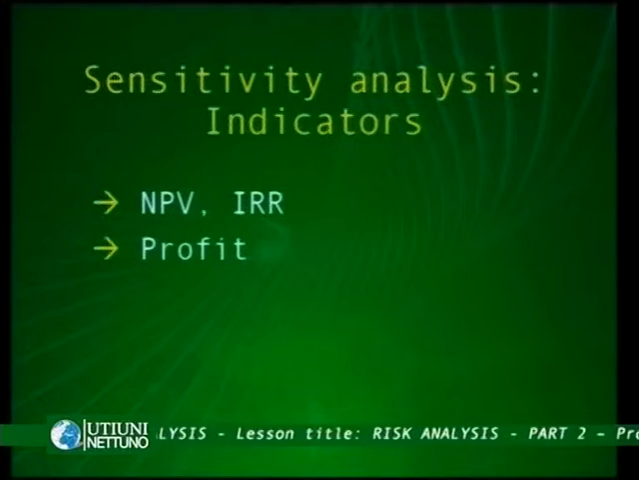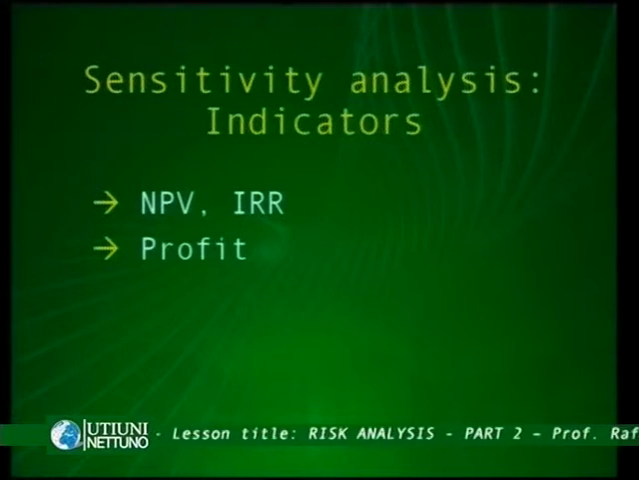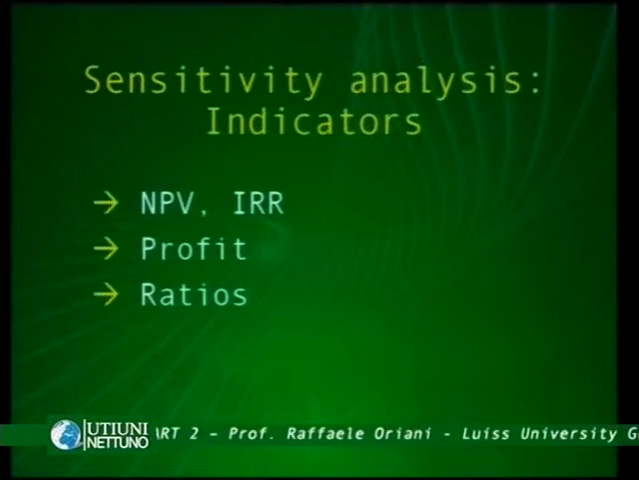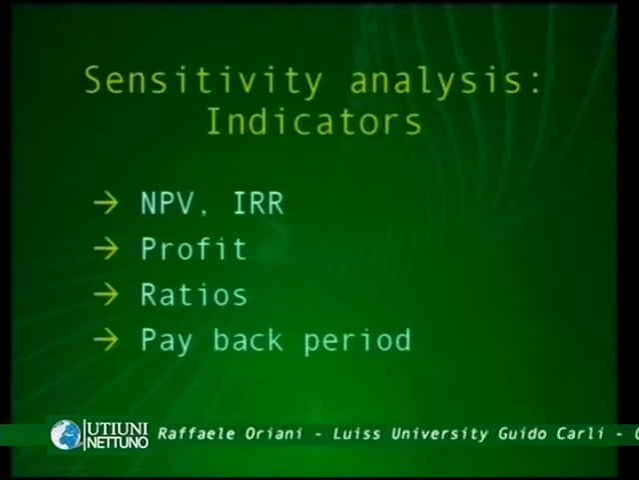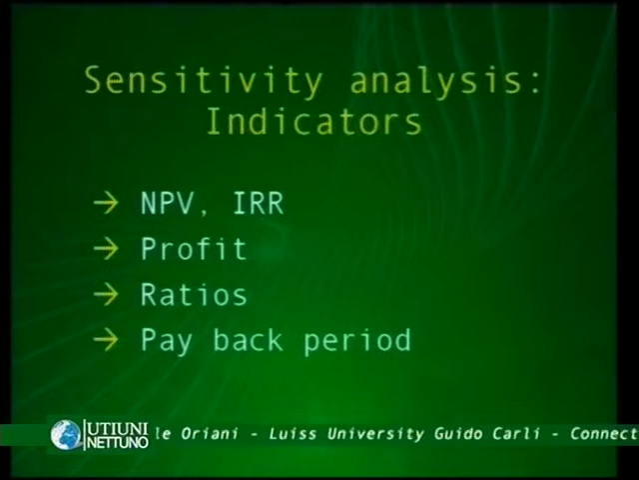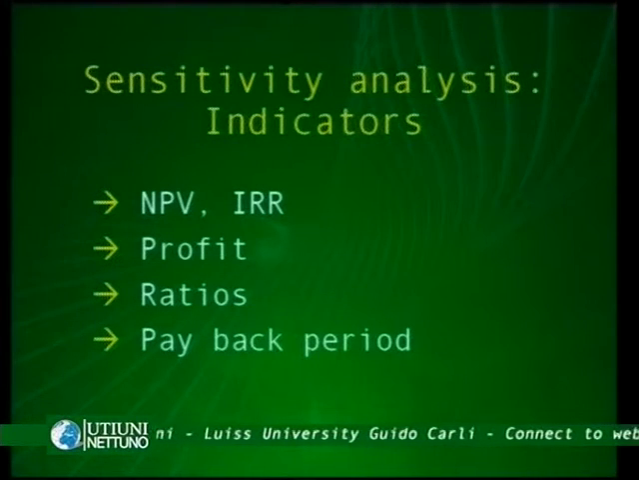It can be on profits, so you can see how the variation of, for example, fixed cost or per unit price or per unit variable cost affects the profits of the project at a given moment. You can work on the ratios that we have seen when we talked about static indicators of a project. We can also look at how changes in the relevant parameters affect the payback period of the project. But the main object of sensitivity analysis is typically represented by NPV, IRR, and sometimes profit.